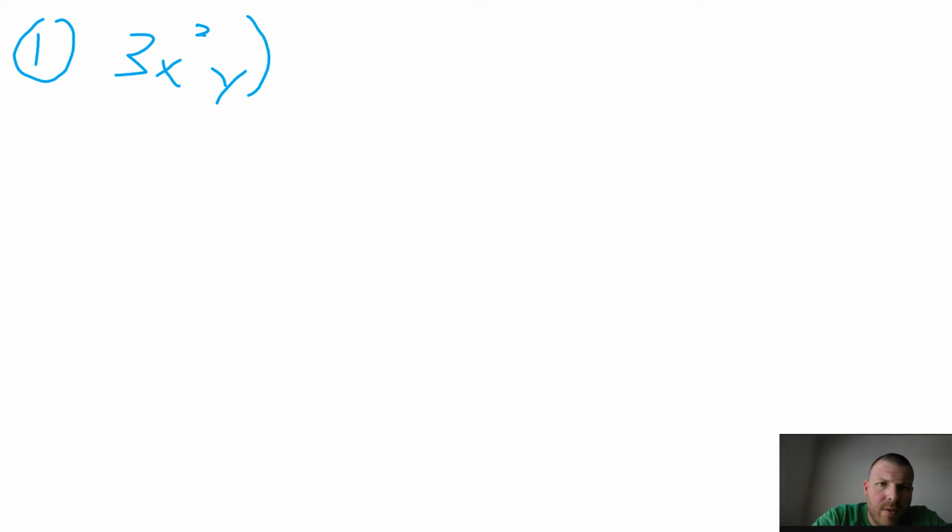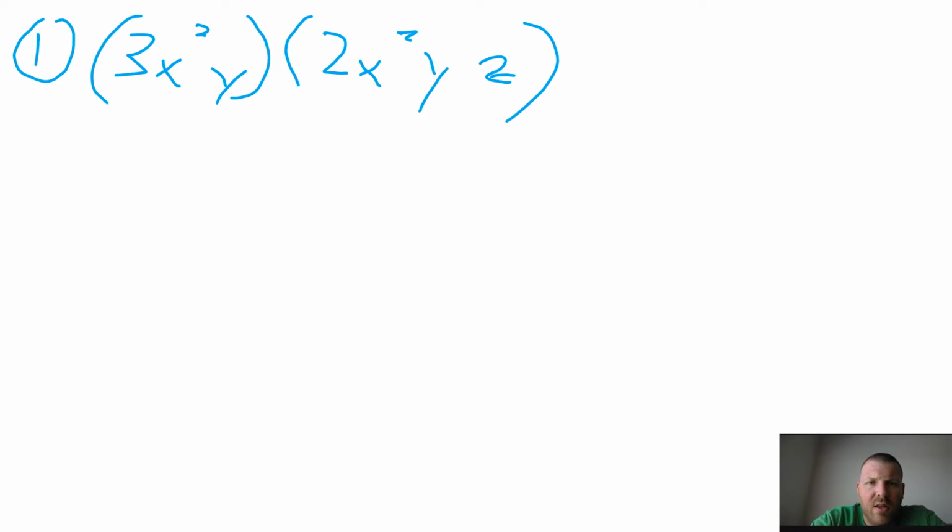Okay? So let's look. Number one, 3x squared y, parentheses around that. Another set, 2x squared y z. Okay, here's what we do. To multiply these things, we're just going to multiply the numbers out in front first, those coefficients. So 3 and 2 makes 6.